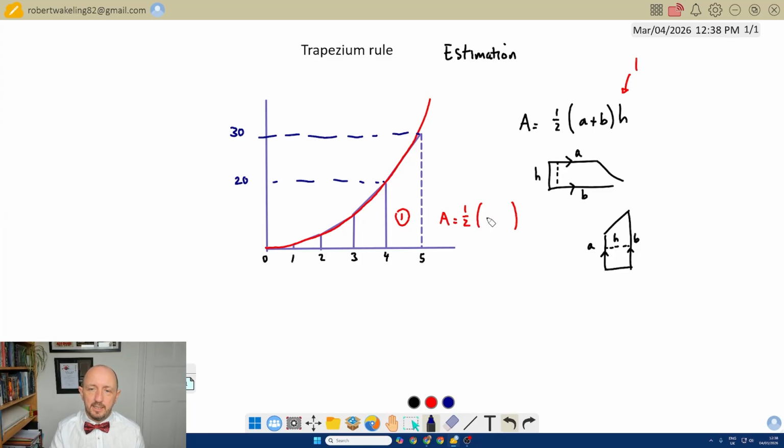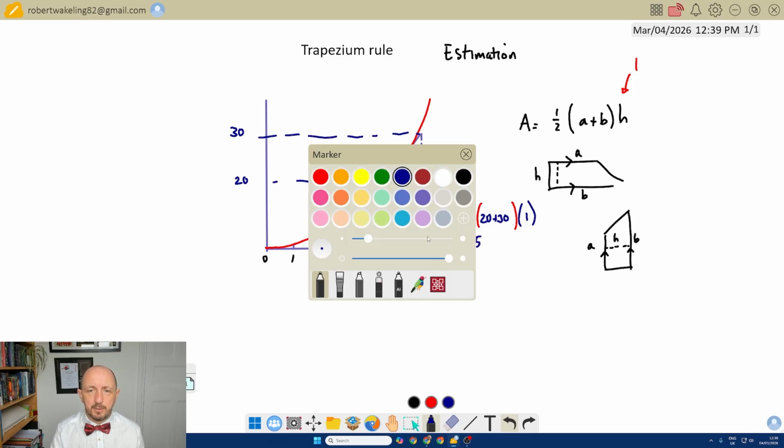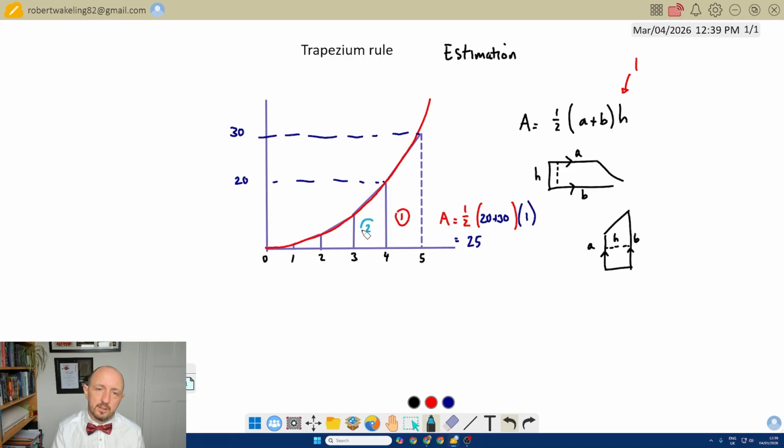Then A and B would be 20 plus 30 for the heights. And the width of the bar is going to be 1 each time. So I'll put it in to just show, but we don't need to times by 1. So this number 1 strip here would be 20 plus 30 is 50, halved would be 25. Okay, let's move to the next strip along, number 2. We already know that one of the lengths is 20. This one might be 10.